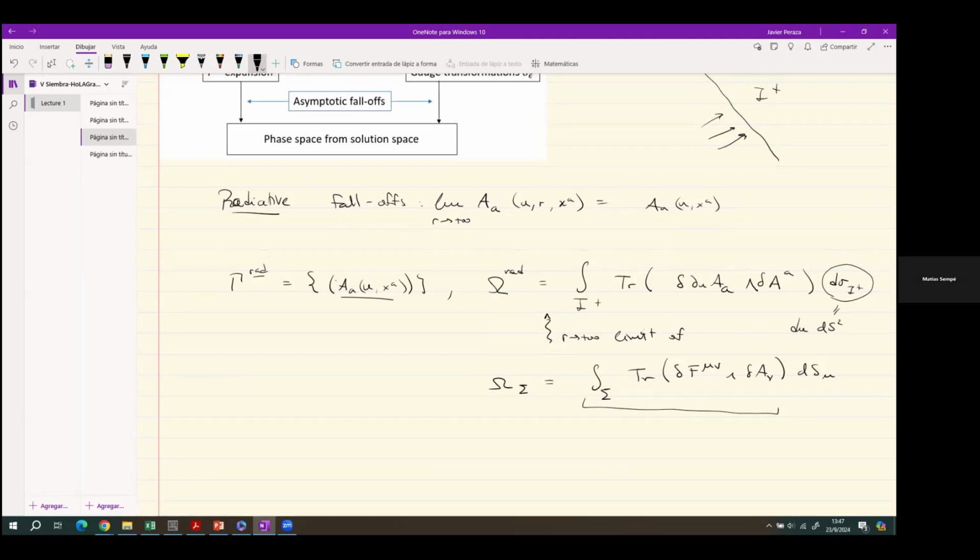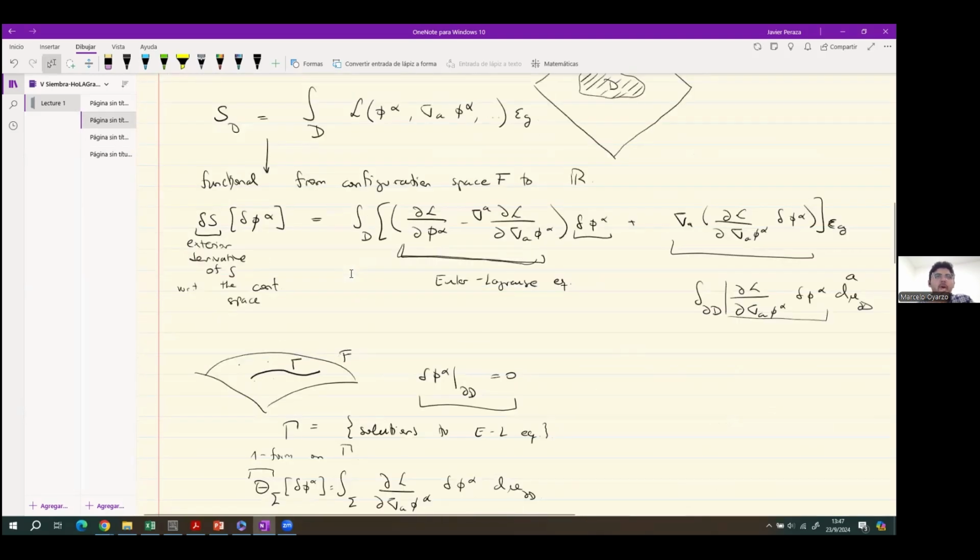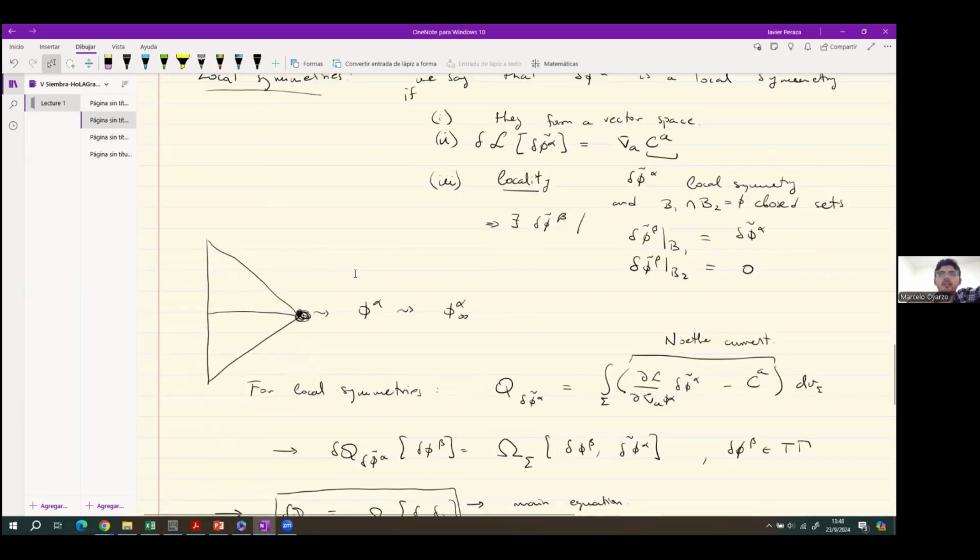Okay, so we have a first question by Marcelo. Thank you for the lecture. Very nice. I don't understand very well what is the locality requirement for local symmetries. Yeah, you explained, but I don't get it very well.